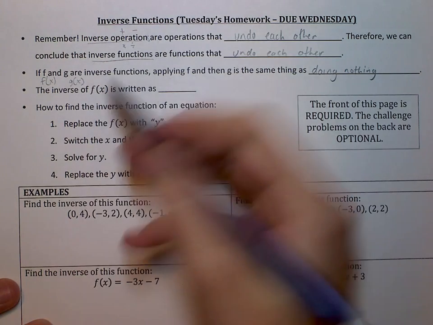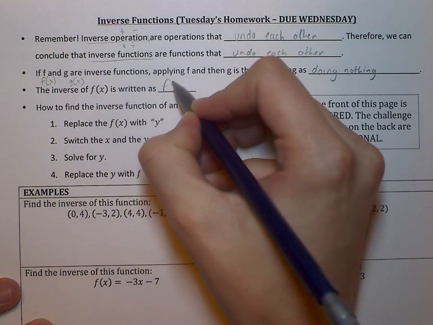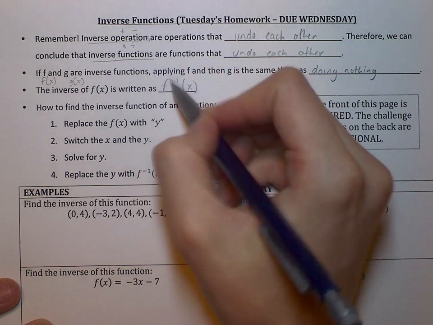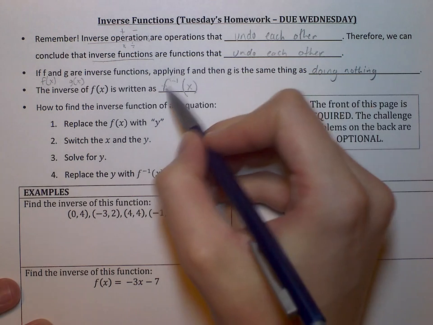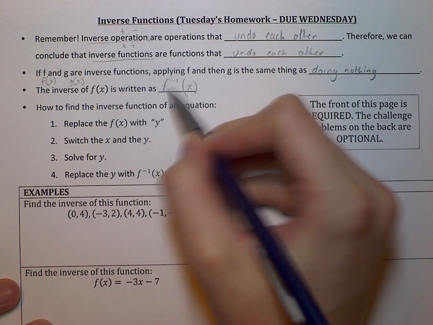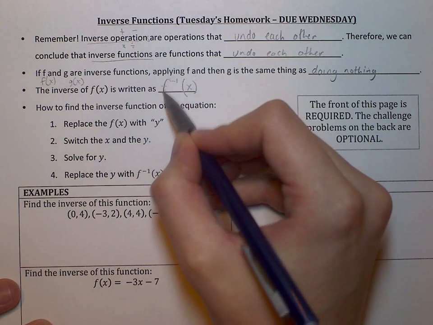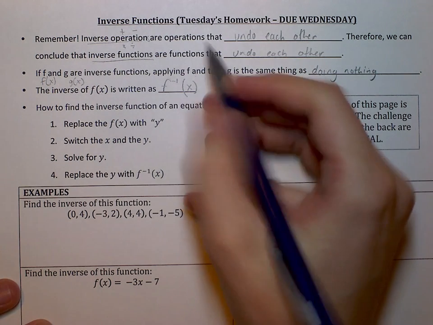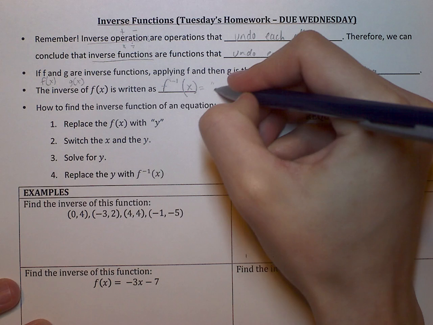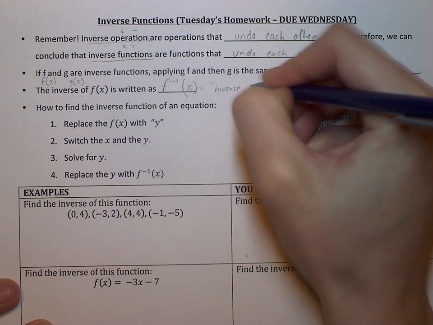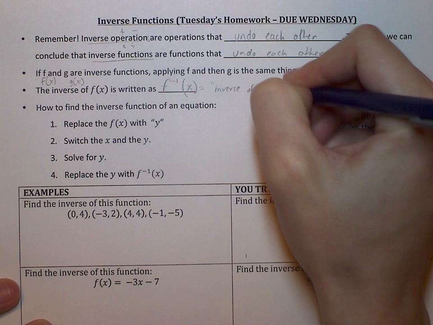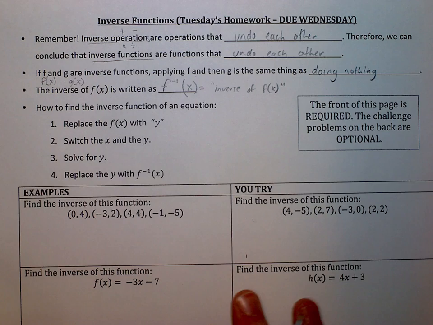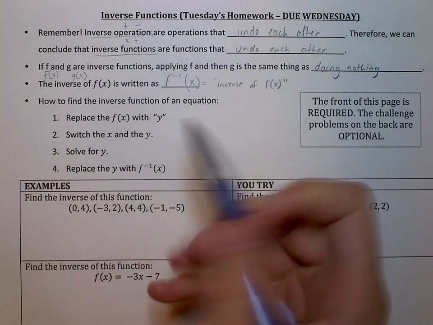And the inverse of function f of x is written like this, with a little exponent of -1 up here on the function. But it's not really an exponent of -1, it's just how it's written. It's called notation. This means the inverse function of f of x, and I can even say it like that: inverse of f of x. Okay? So, we're going to try some examples in a moment.